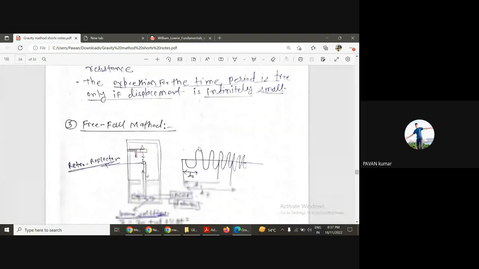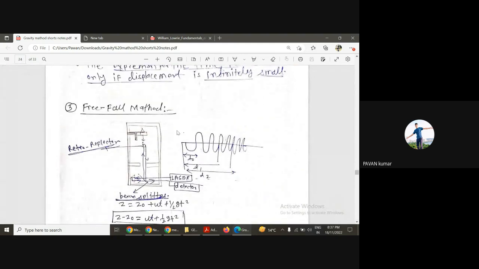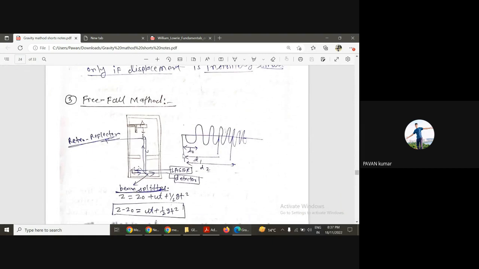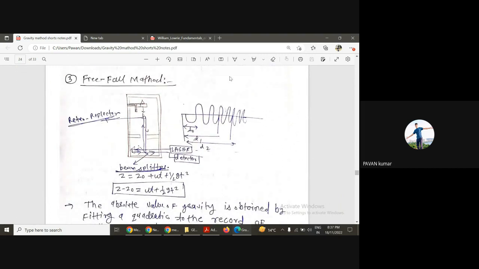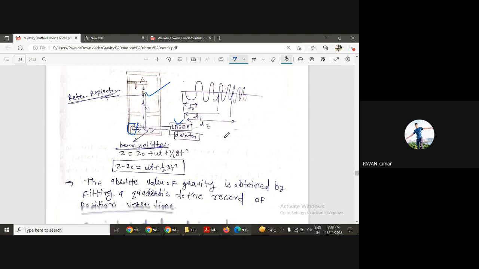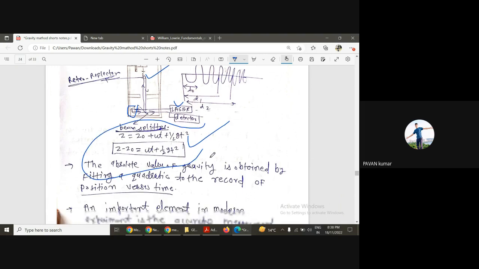The third instrument uses the free fall method. In the free fall method, we use a Michelson-Morley interferometer. We have a laser and a detector, and one retro reflector and another retro reflector, which reflect the light ray. In this system, we use constructive and destructive interference, measure the time period, and put the values in this formula to obtain the absolute gravity at a particular point. This is the third instrument.